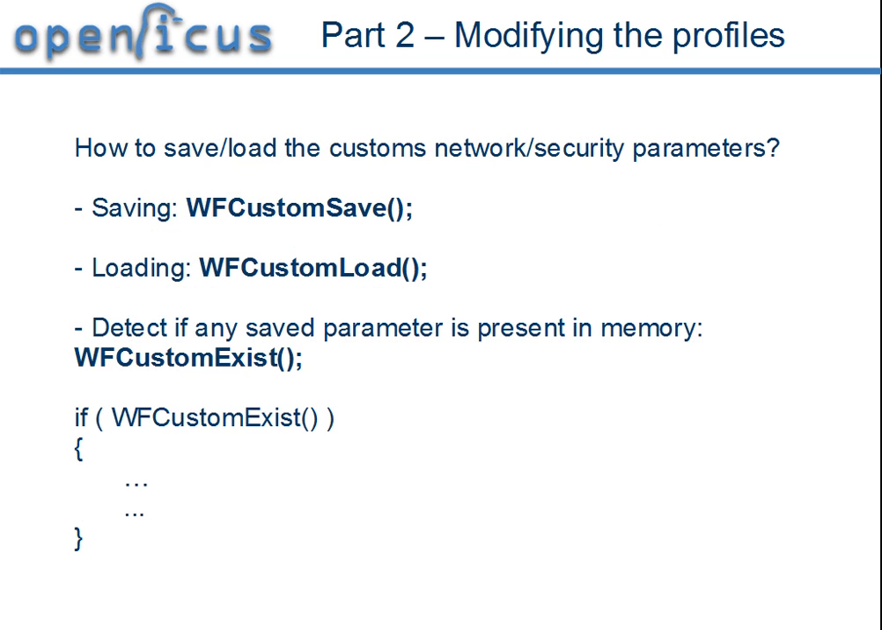To save and load the custom profile settings, we have the commands wf custom save and wf custom load. The wf custom save saves the settings inside the non-volatile memory, so even if you turn off the Flyport, the settings will be saved. At startup, you can verify if there are any parameters saved with the command wf custom exist.